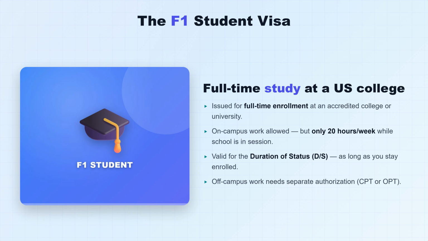Let us start with the F1 student visa. F1 is issued for full-time study at an accredited U.S. college or university. While studying, you can work on campus, but only up to 20 hours per week when school is in session. The visa is valid for your duration of status, meaning as long as you stay enrolled. To work off campus, you need separate authorization, which comes through CPT or OPT.